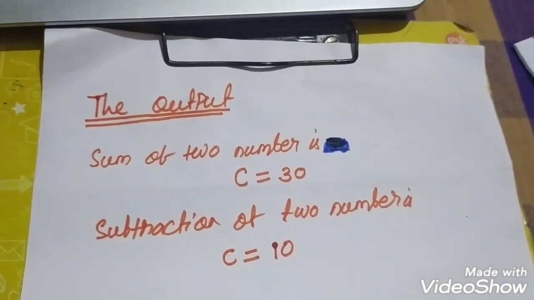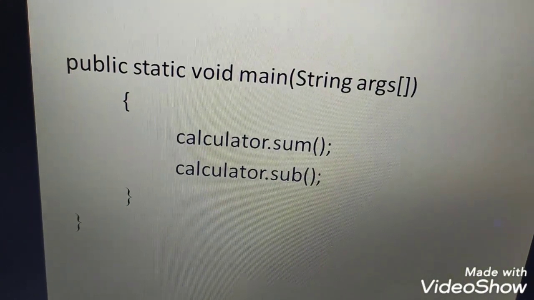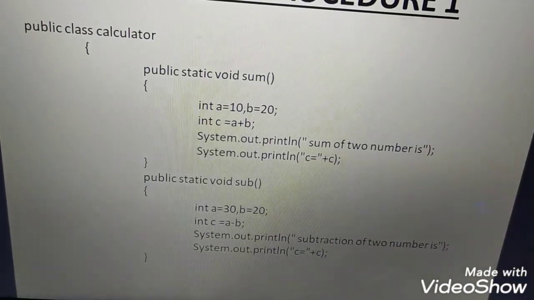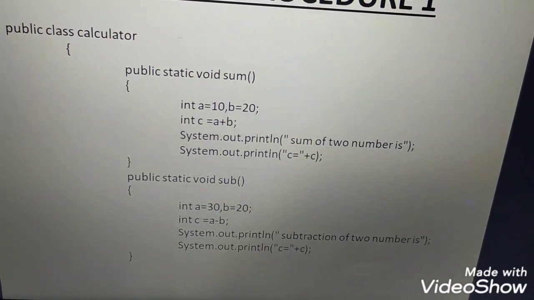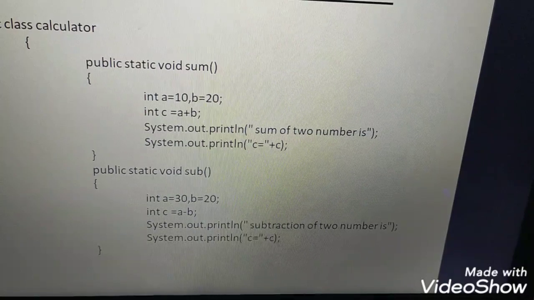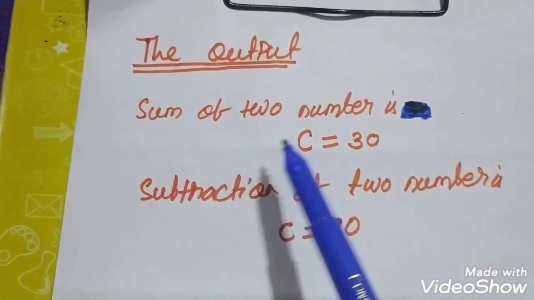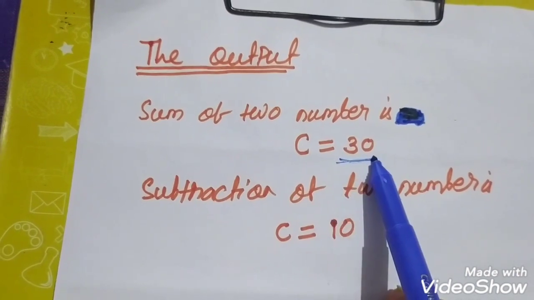Okay. Now look at the program. The control goes to the main method. It invokes the sum method. Okay, and it goes to the sum method program. It finds A is equal to 10, B is equal to 20. So 10 plus 20 is 30, and System.out.println is written "sum of two number is". So the output will be the sum of two number is, and in the second line it is written C is equal to, so C is equal to 30 has to be displayed.